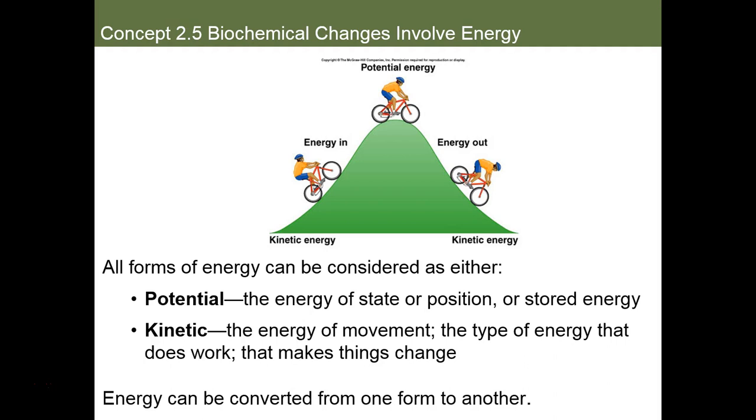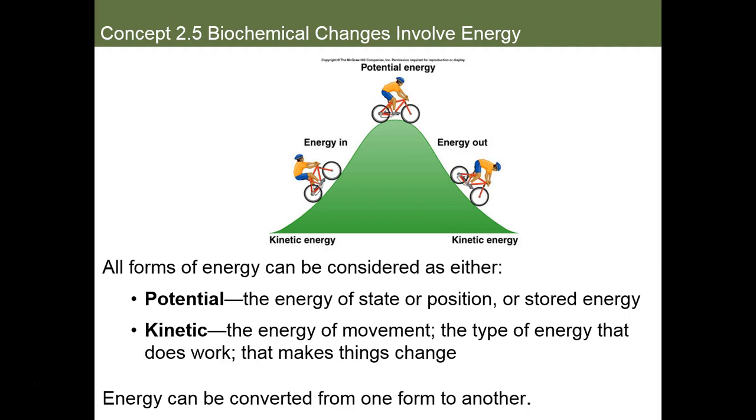All forms of energy can be considered as potential energy or kinetic energy. Potential energy is stored energy. In the picture illustrated above, you have a biker at the top of the hill at rest. The object has stored energy due to gravity and sway. Once the bike is released and goes down the hill, that energy is now kinetic energy until the object comes to a stop. Kinetic energy is the energy of movement.